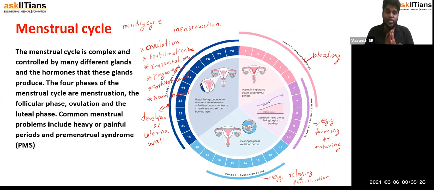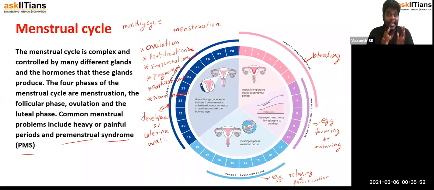So this is the process of menstrual cycle. And during the process of menstrual cycle, before the menstruation happens, the women will be undergoing a lot of stress and strains, pain in the thighs and abdominal cramps and everything. Those are collectively called premenstrual syndrome, the problems that they get. Okay, so this is about the menstrual cycle.